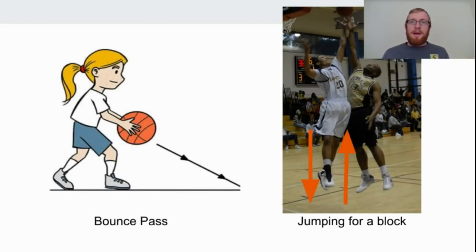Same for a bounce pass. Yeah, when you throw the ball at the ground, that's the action force, and the reaction force will be it bouncing back up with the same strength, so it'll be the same bounce when it goes back up, yeah, and the angle that it hits the ground at will be equal as well. We can see that here.